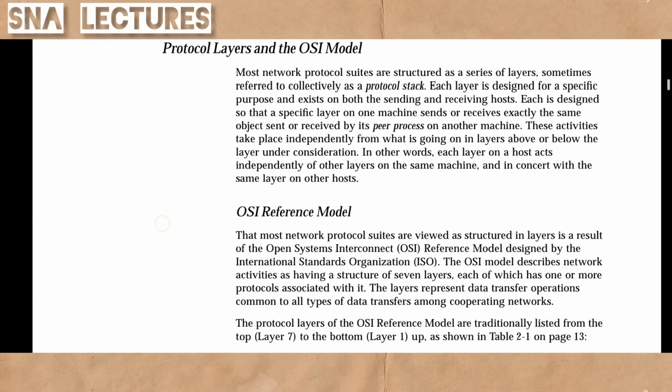So what is the OSI model? First of all, what is a protocol stack? Most network protocol suites are structured as a series of layers, sometimes collectively called a protocol stack. Each layer is designed for a specific purpose and exists on both the sending and the receiving host. Each is designed so that a specific layer on one machine sends and receives exactly the same object sent or received by the peer process on another machine.